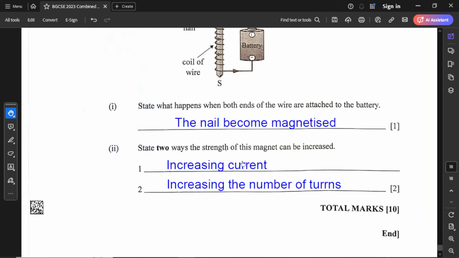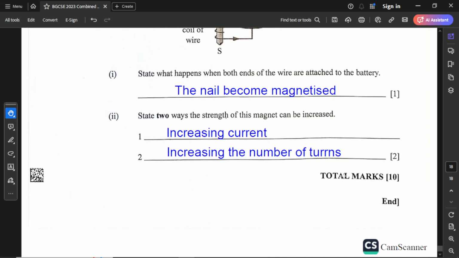The last part is to state 2 ways the strength of this magnet can be increased, and one is to increase current by adding more batteries, and the batteries must be added in series to increase the current. All right, and also you could increase the number of turns. So there are 2 ways to increase the strength of an electromagnet: 1 is to increase the current, and 2 is to increase the number of turns.